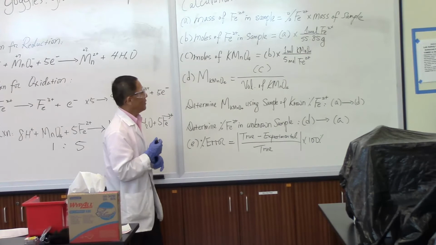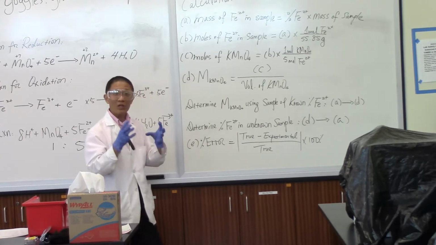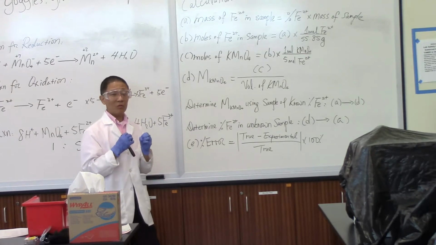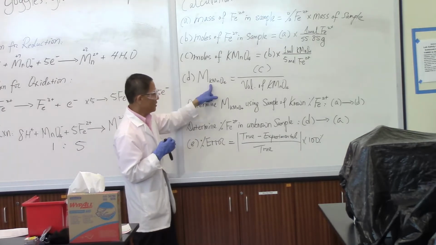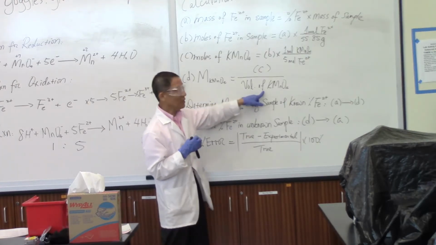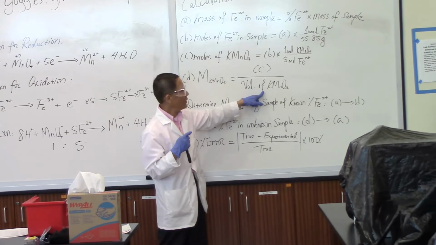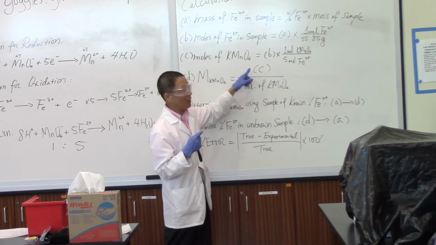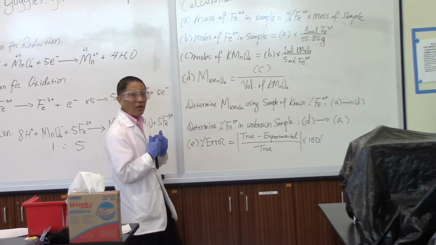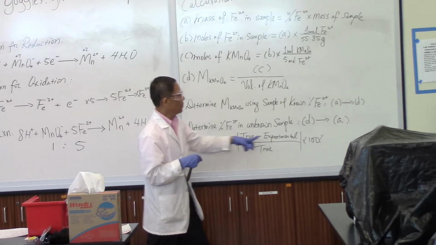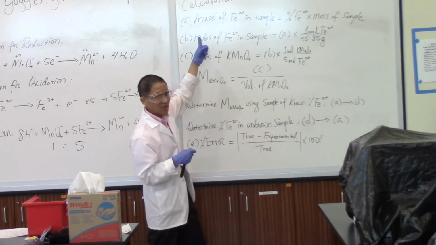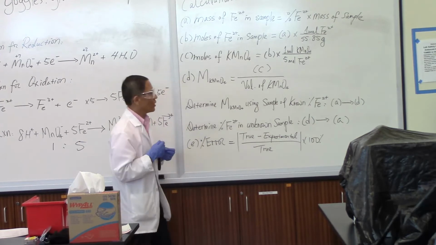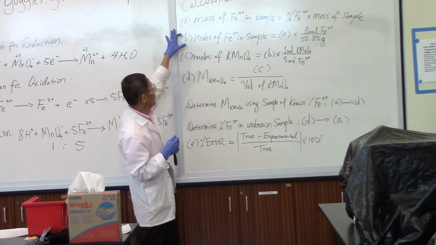And then the second part of the experiment, we're going to give you an unknown sample. When you have an unknown sample, this is already known, and this can be determined through the experiment. We can figure out C. So when you do calculation for the unknown part of the experiment, you go from D to A. When you try to determine the molar concentration of KMnO4, you go from A through D.